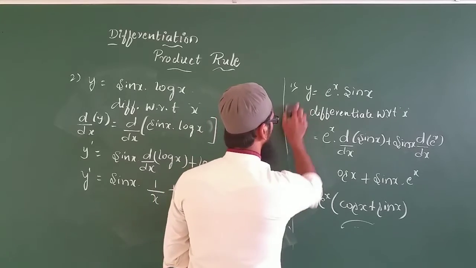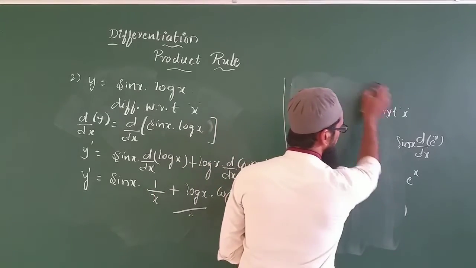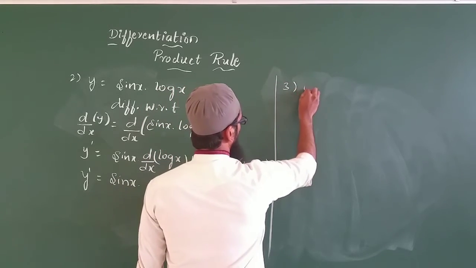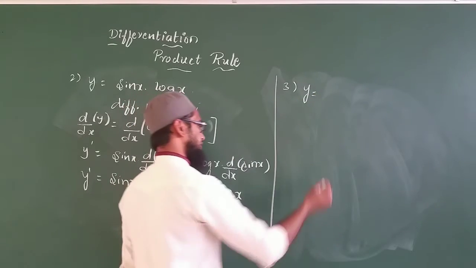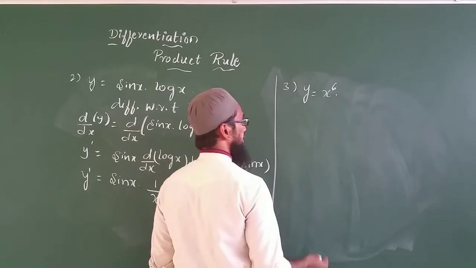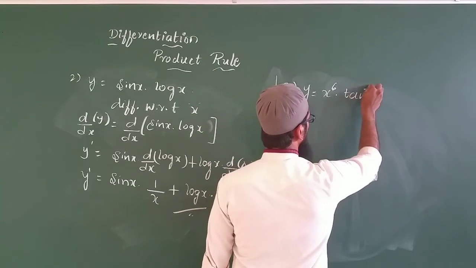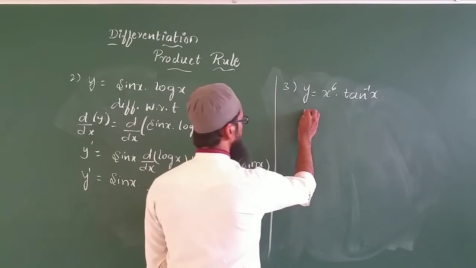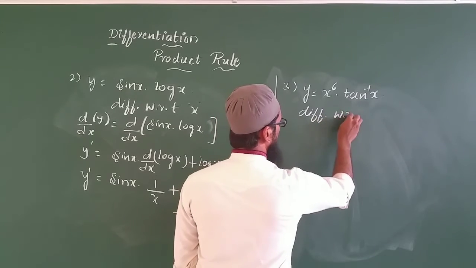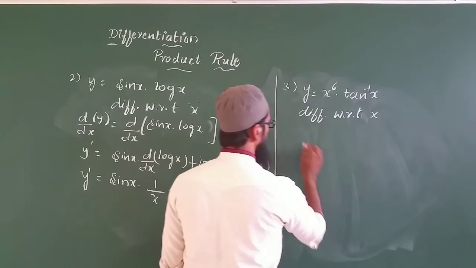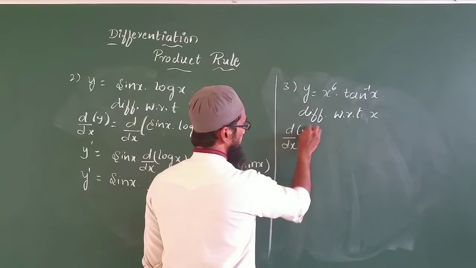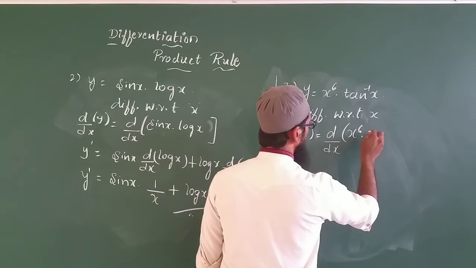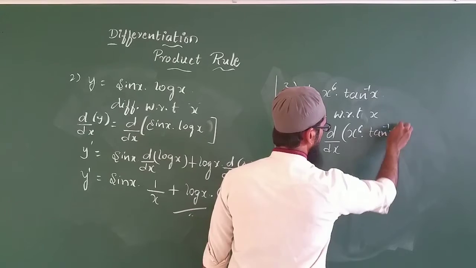We will take a few more numericals here, examples. Take y is equal to x power 6 into tan inverse x. So this also has two functions given. Now differentiate with respect to x. Now this becomes d by dx of y is equal to, first we write it in the standard format, x power 6 into tan inverse x.